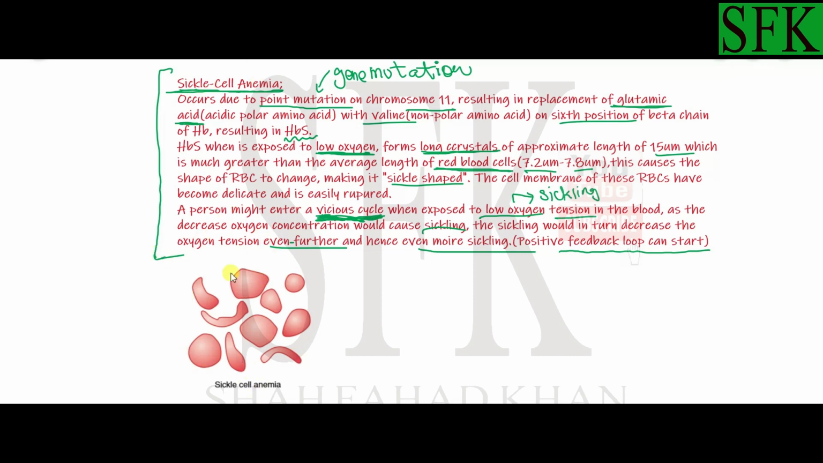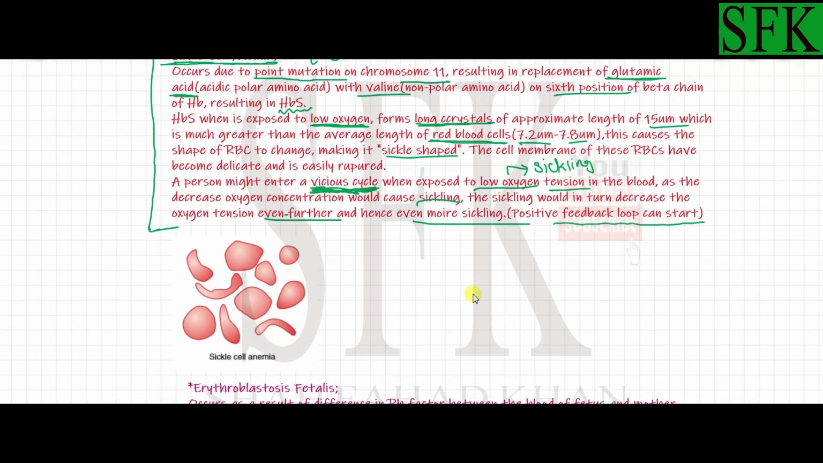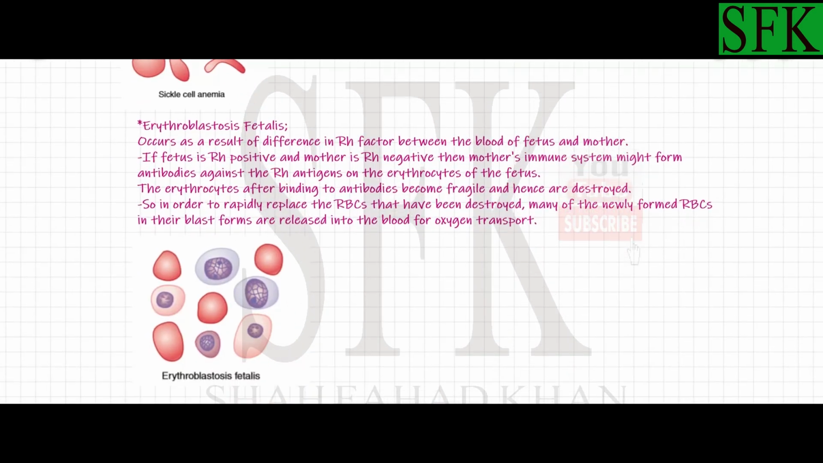The diagram is over here of sickle shaped cells. You can see that these cells are showing sickling. They have an abnormal sickle shape.